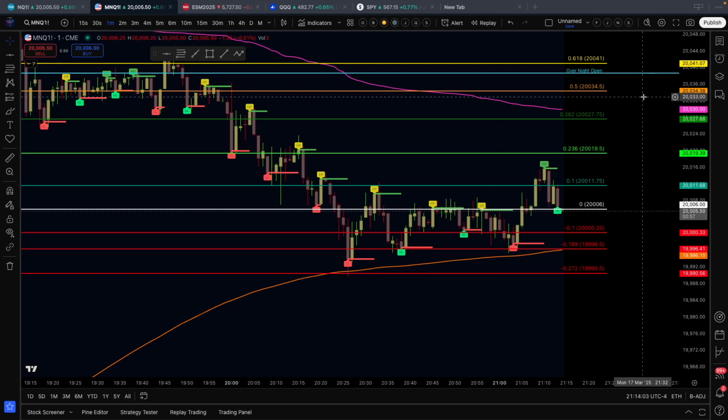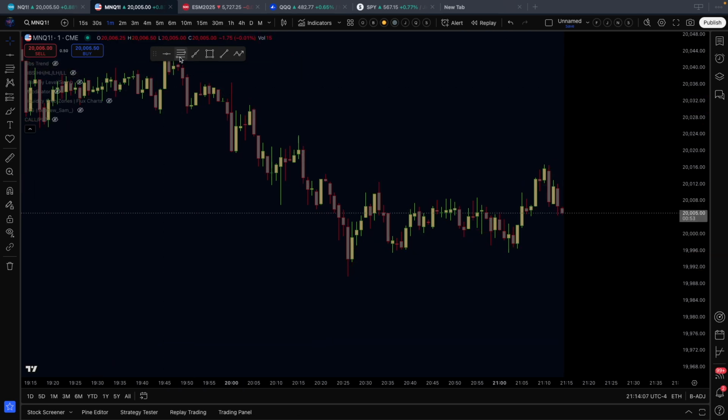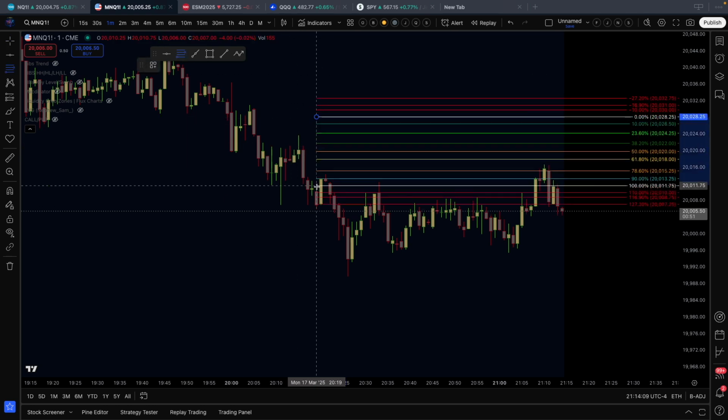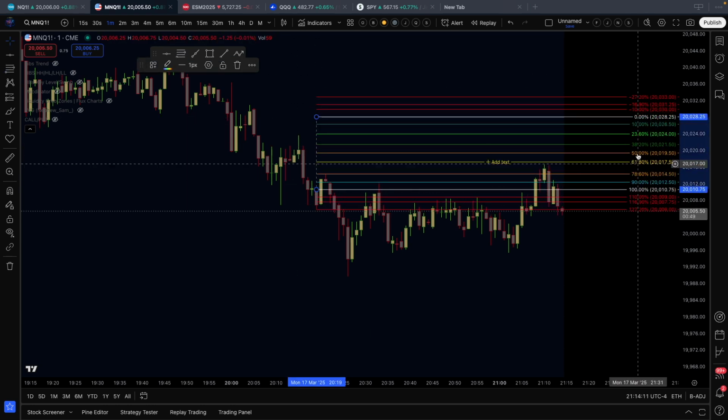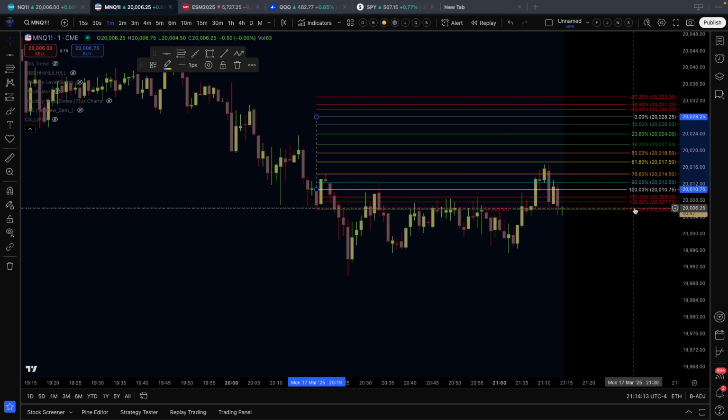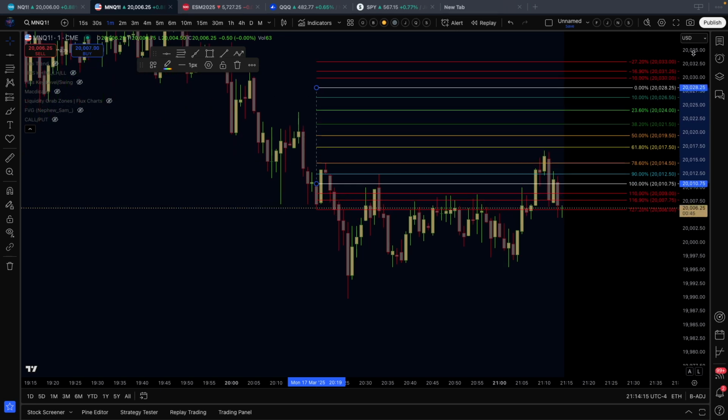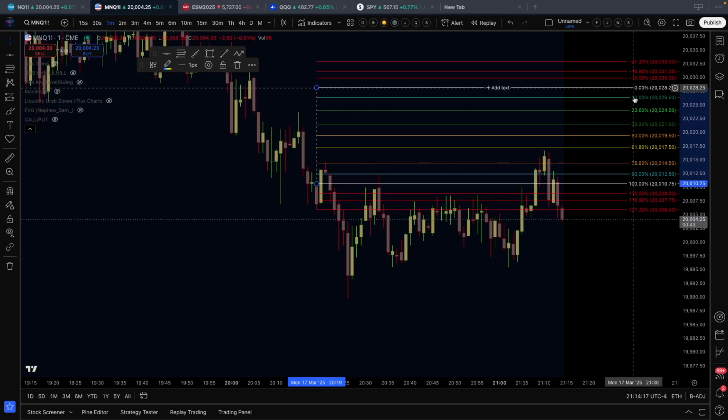So with the fib lines, they're kind of confusing. Of course, I've got more on here than normally, these extra red lines aren't on there. It's usually the zero line, and it's everything in between. But I use everything else.